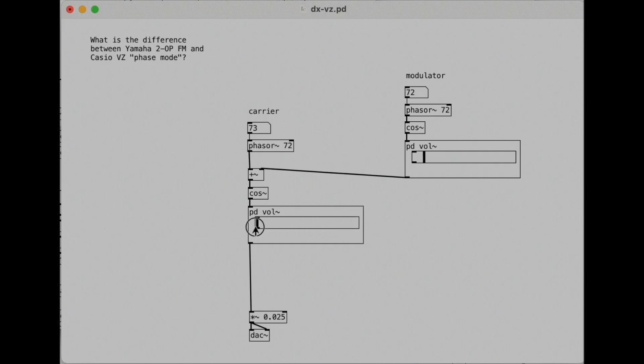So now we're back to Yamaha style FM. Well, that was it. I thought that maybe it would be interesting to see it in a visual way, that the difference here is this missing connection on the Casio, and you just get a different sound.